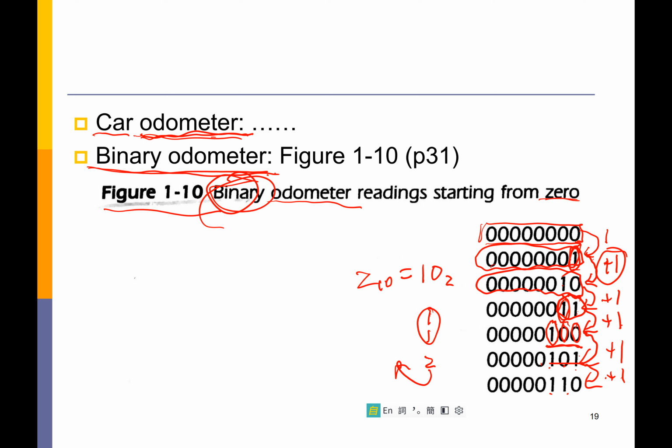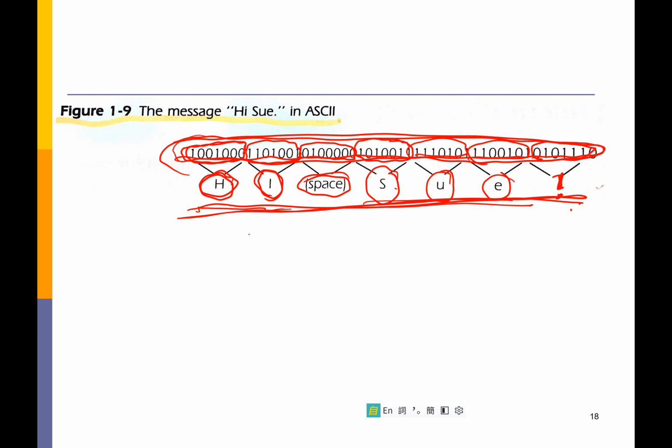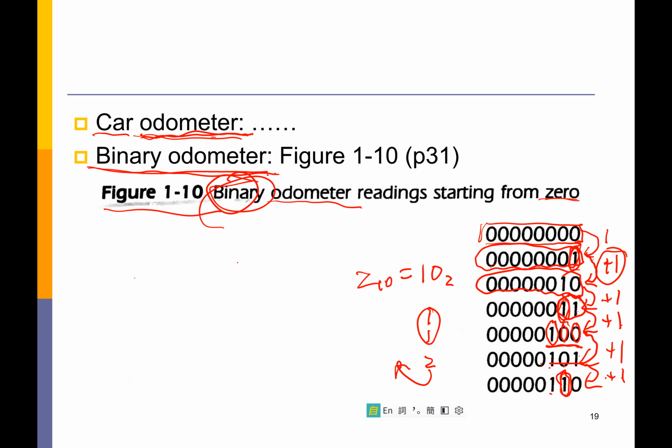And 2, you have to carry on to the next position, and the next digit becomes 1. This is very similar to the decimal system: when you have 9 and you plus 1, you become 10. So you cannot write 10 here. You have to carry on 10 to the next position, and it becomes 1, 0.